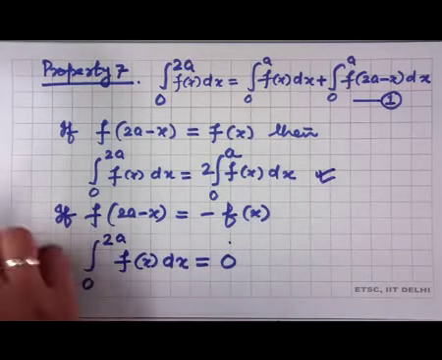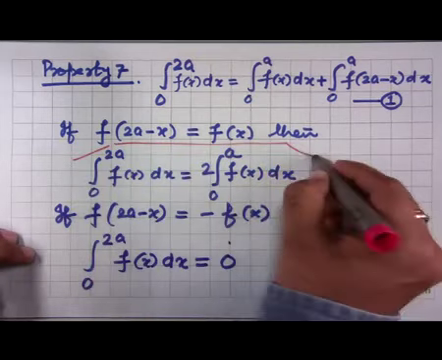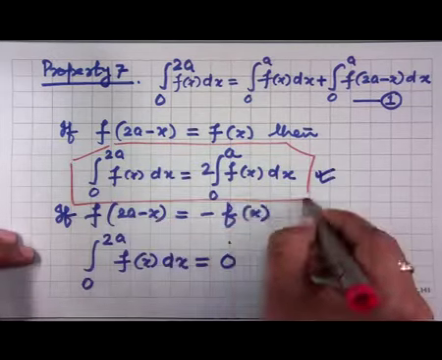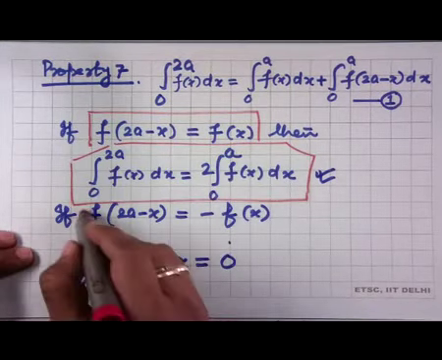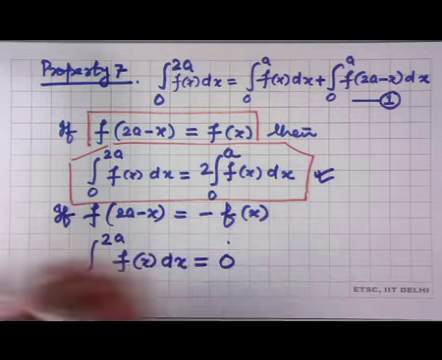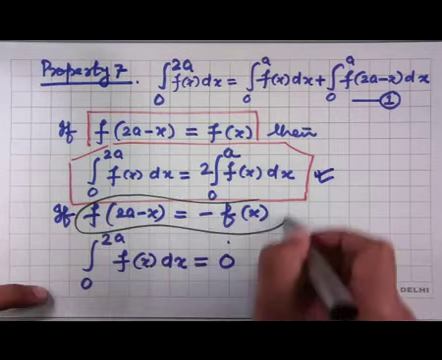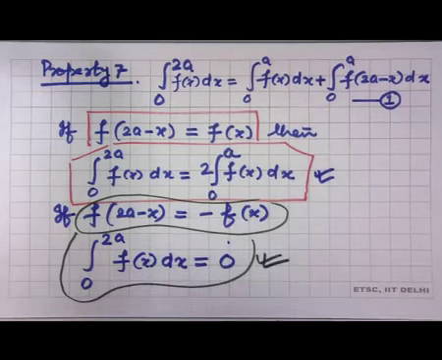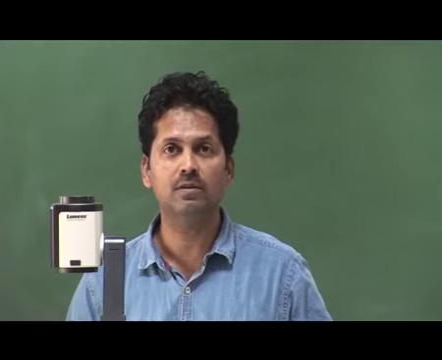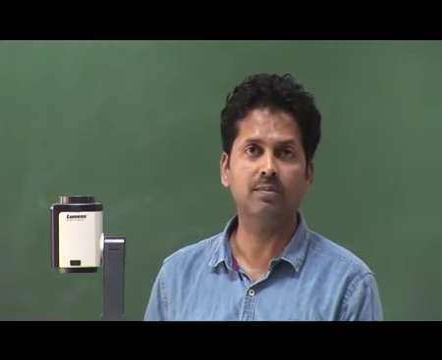It says that this is equal to this if this condition is true, and if this condition is true, then this property. We will see how these properties are going to help us in solving some complicated problems.